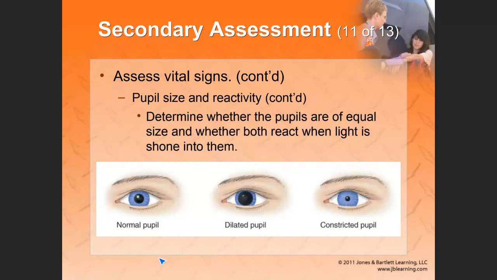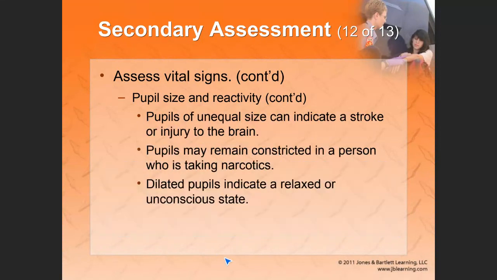So, pupil size and reactivity. Determine whether the pupils are of equal size and whether both react when light is shone into them. You're going to need a pen light for that. Pupils of unequal size can indicate a stroke or injury to the brain. Pupils may remain constricted in a person who is taking narcotics. Dilated pupils indicate a relaxed or unconscious state, and it can be linked to specific overdose.